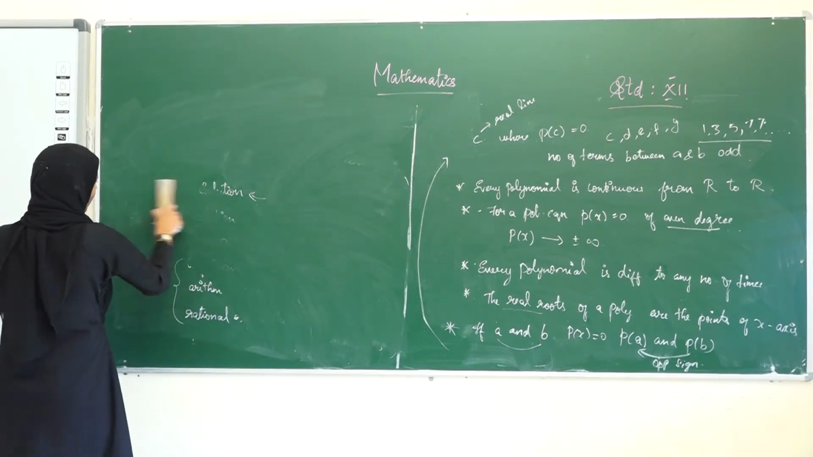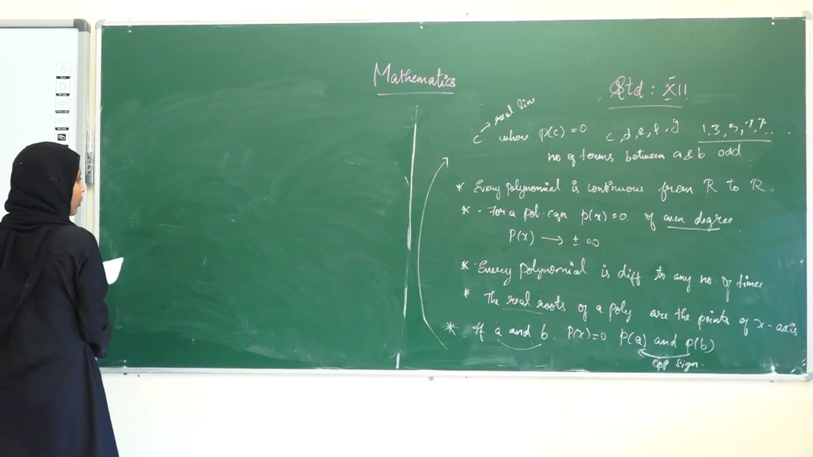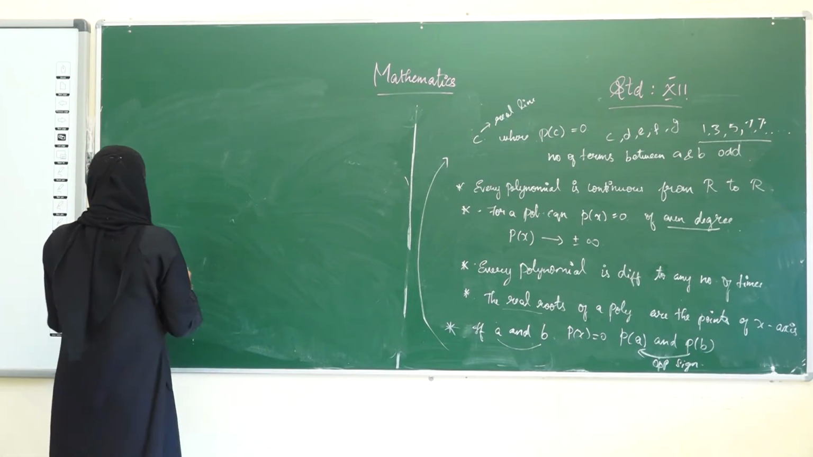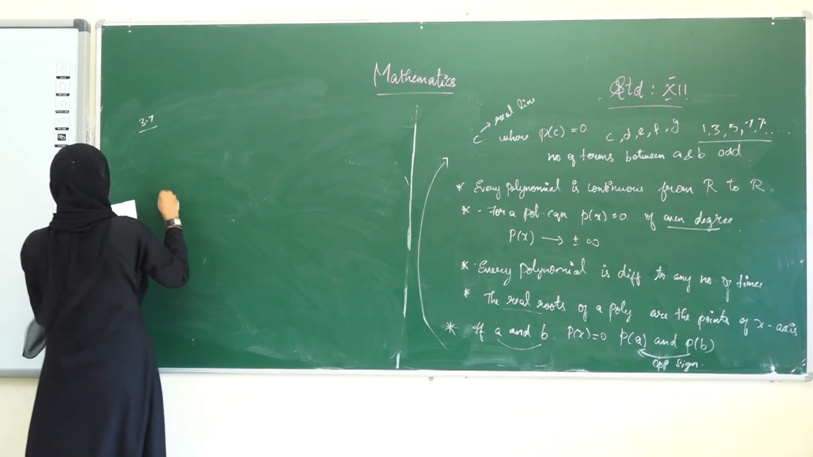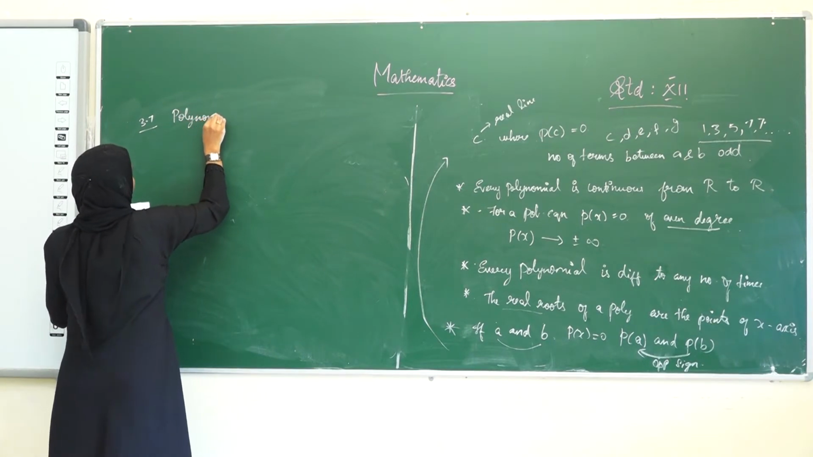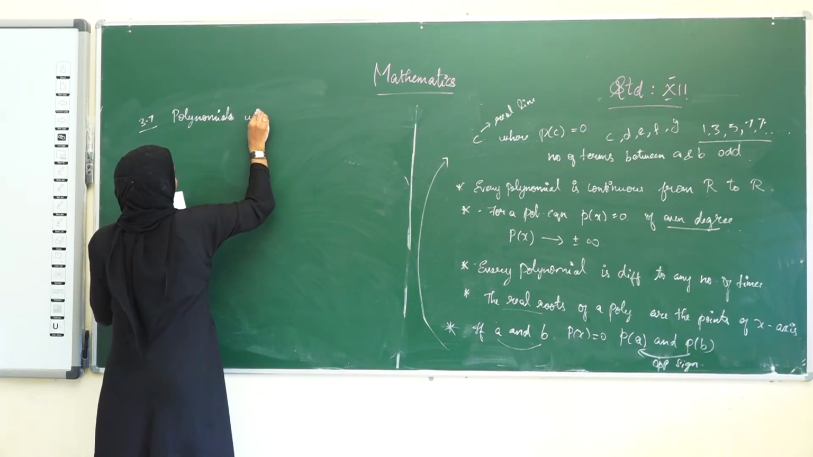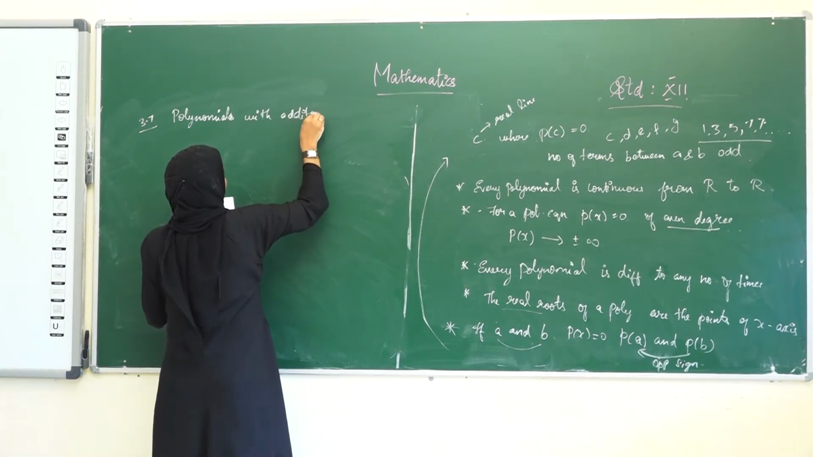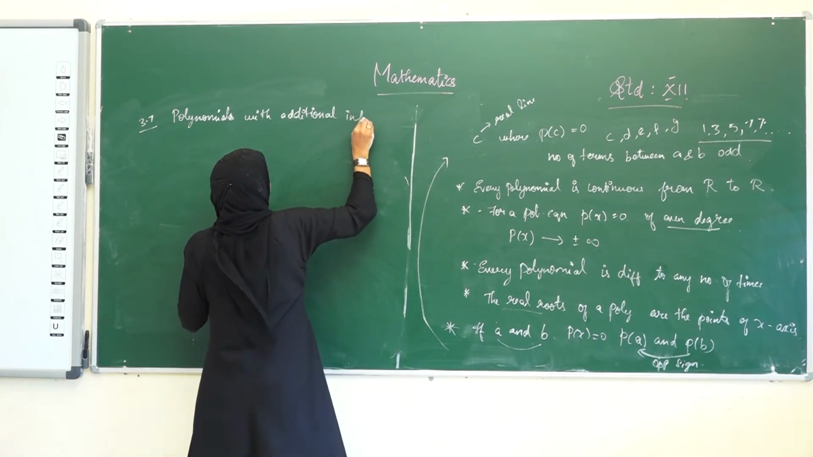See, this subdivision 3.6 is full of theory. It may be useful for understanding the next sums or next subdivisions. Okay, so get on it clearly. And the next thing is 3.7, that is polynomial with additional information.